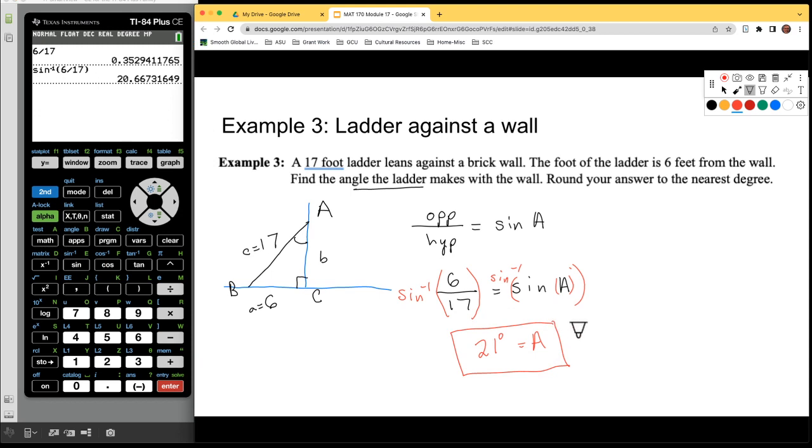And again, maybe we do this because maybe for safety reasons there's a minimum angle or max safety angle. So this will allow us, since we know the length of the ladder, to know how far out we can come. So those are the types of problems you'll be facing in Module 17.